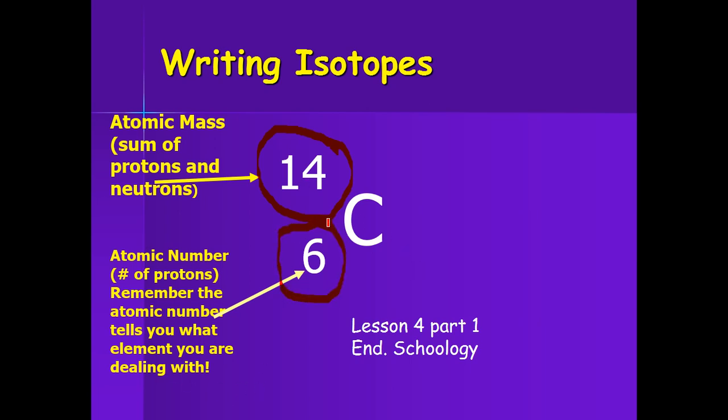Now, here's the important part. 6 protons gives you carbon. If you have one more proton, it's no longer going to be carbon. Okay? If you have one less proton, it's no longer going to be carbon. It will be another element.